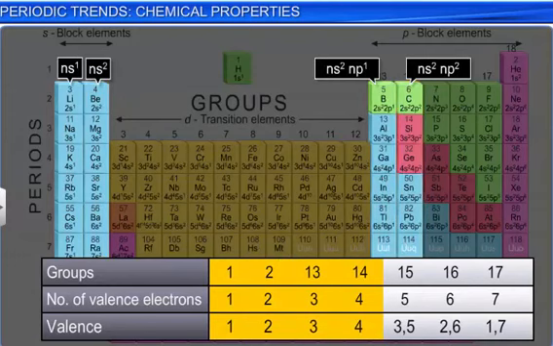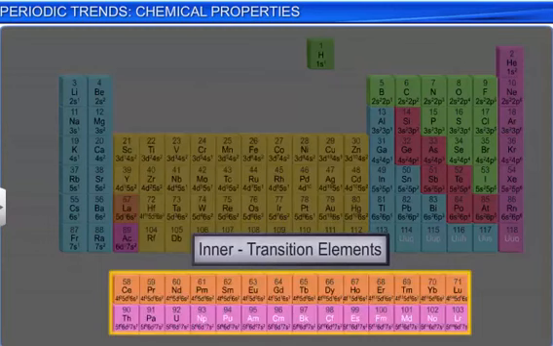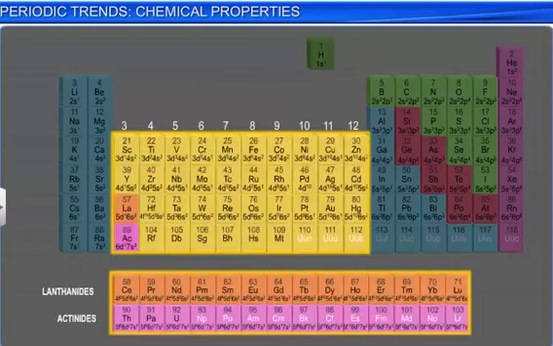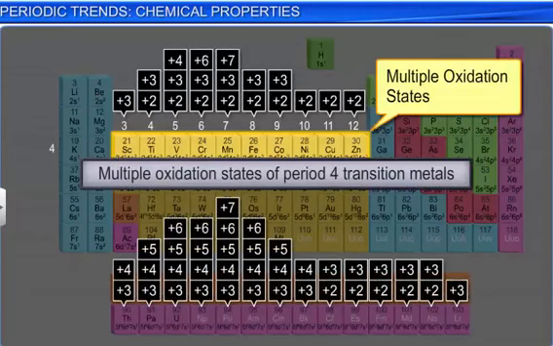However, for groups 15 through 17, the oxidation states are given by number of electrons in the outermost shell and or 8 minus the number of valence electrons. Transition and inner transition elements exhibit variable oxidation states. Along with transition elements, they also show the oxidation states of inner transition elements.